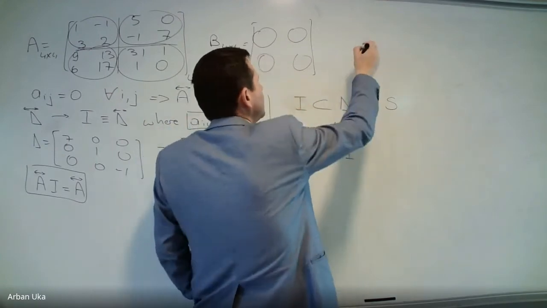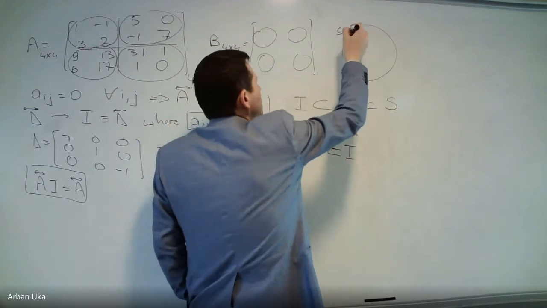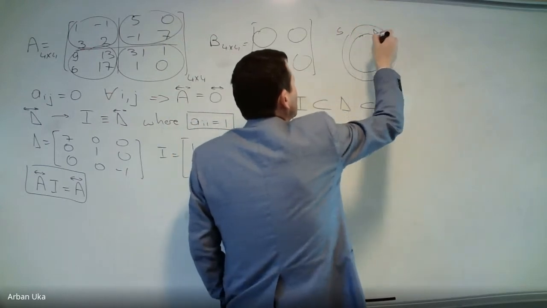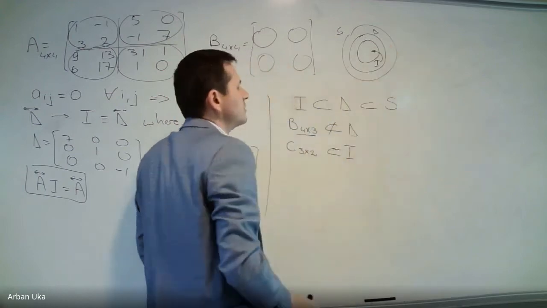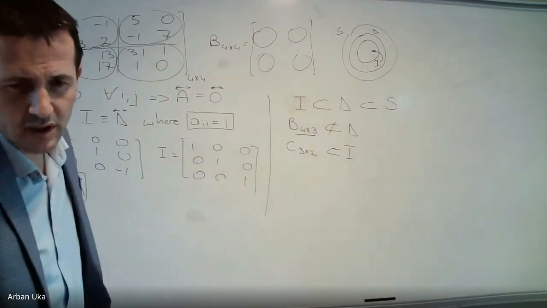So the square matrices set is here, the diagonal matrices set would be this, and the identity matrix set would be this. Okay, so they are subsets of each other.